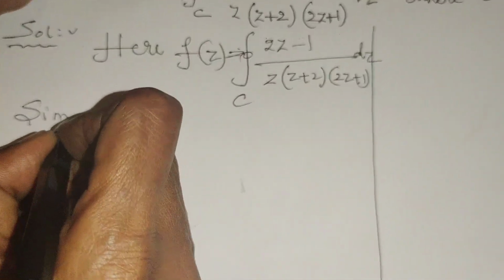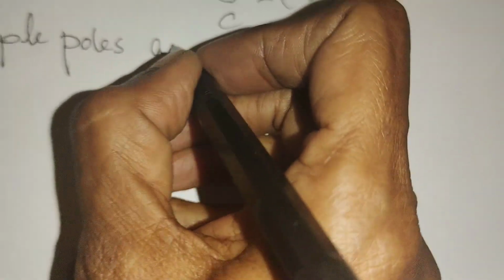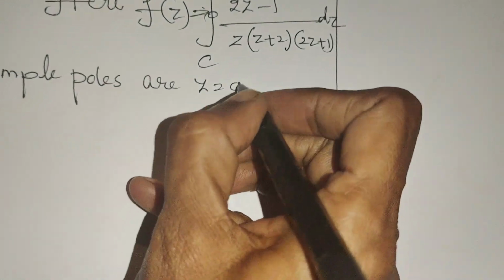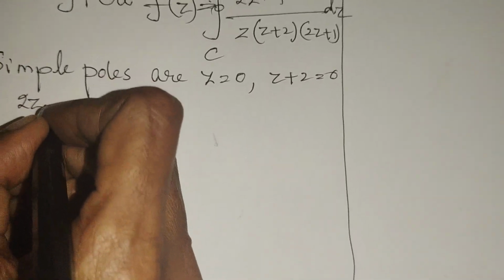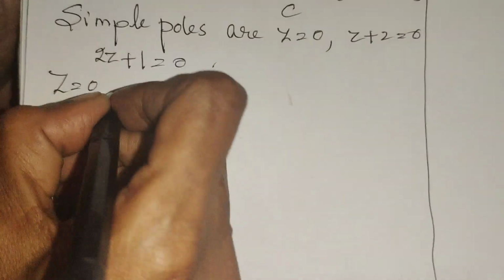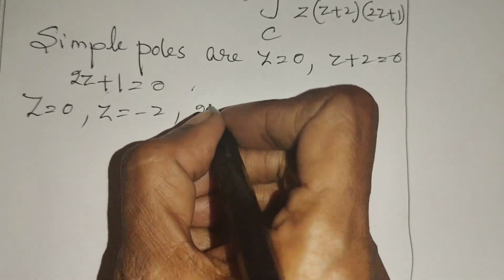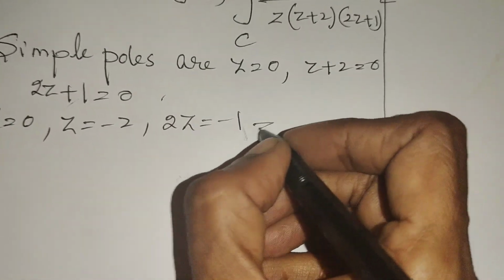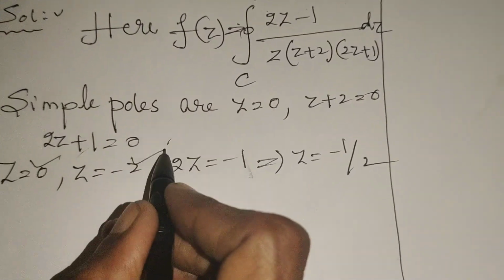Here the simple poles are z equals 0, z plus 2 equals 0, and 2z plus 1 equals 0. That is, z equals 0, z equals minus 2, 2z equals minus 1, that implies z equals minus 1 by 2. Those are the simple poles.